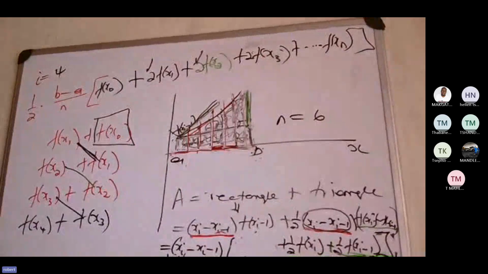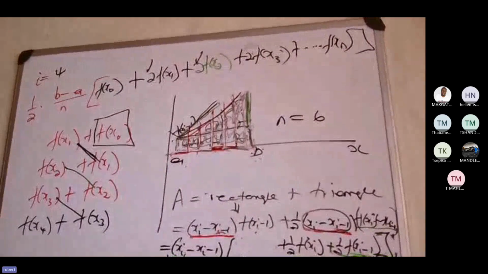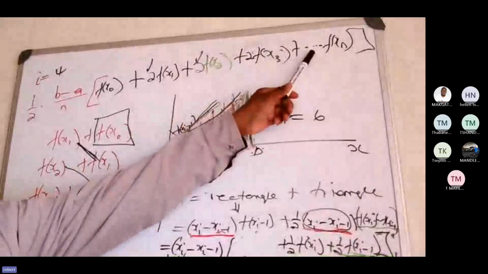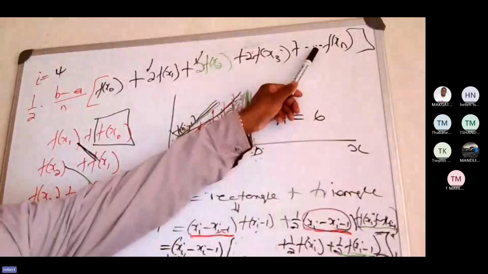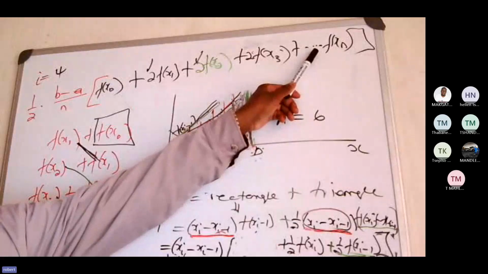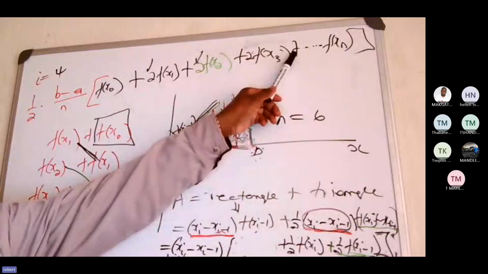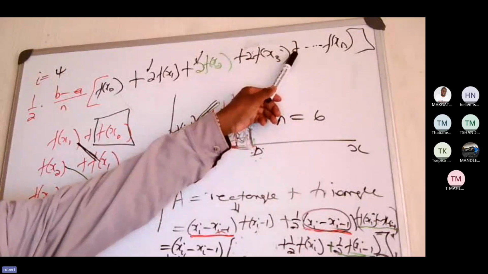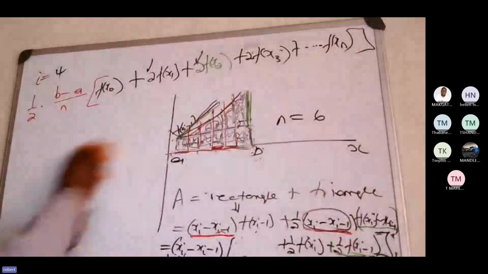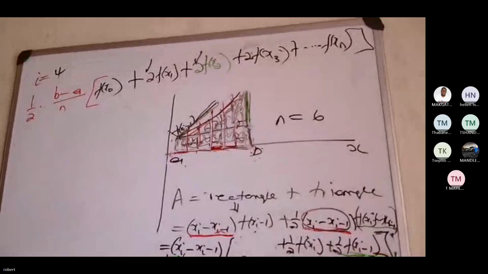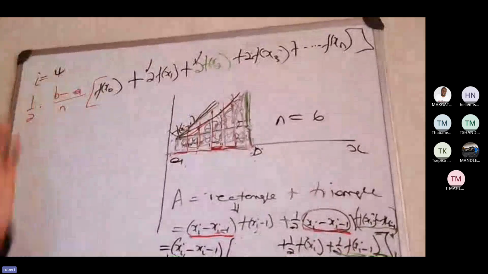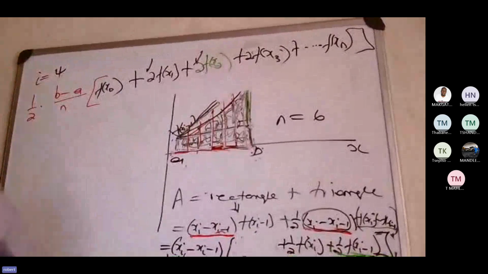It will depend on what n is. And the one before this will be 2 f of xn minus 1. Before that, it will be 2 f of xn minus 2. So this is what is called the trapezoidal rule. If you understand it, then you can just use it.